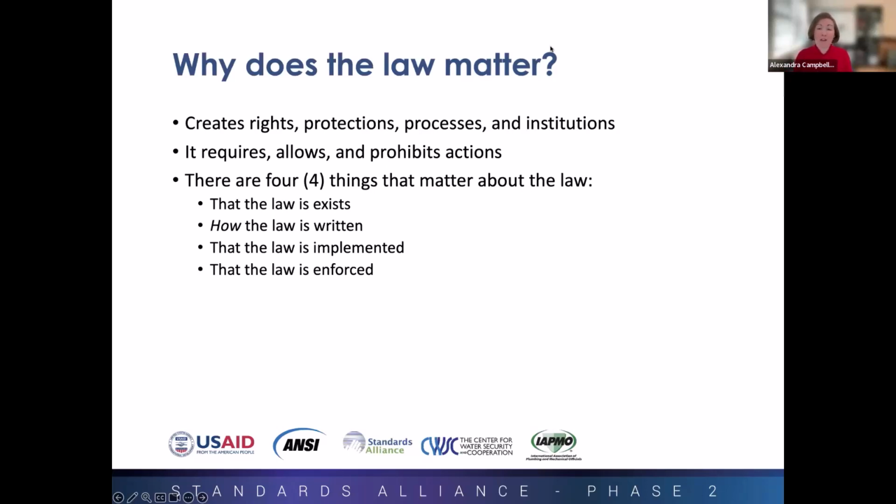And then lastly, that law has to be enforced. So when somebody does something that they shouldn't, for example, if they put a product into the market that doesn't comply with the standards, but it's allowed to continue to be in that marketplace, right? Then that undercuts the law, and it means that there's an enforcement issue. So it's that the law exists, it's how the law is written, it's how it's implemented and whether it's implemented, and again, how it's enforced and whether it's enforced. So those are the four things that really matter with respect to law.